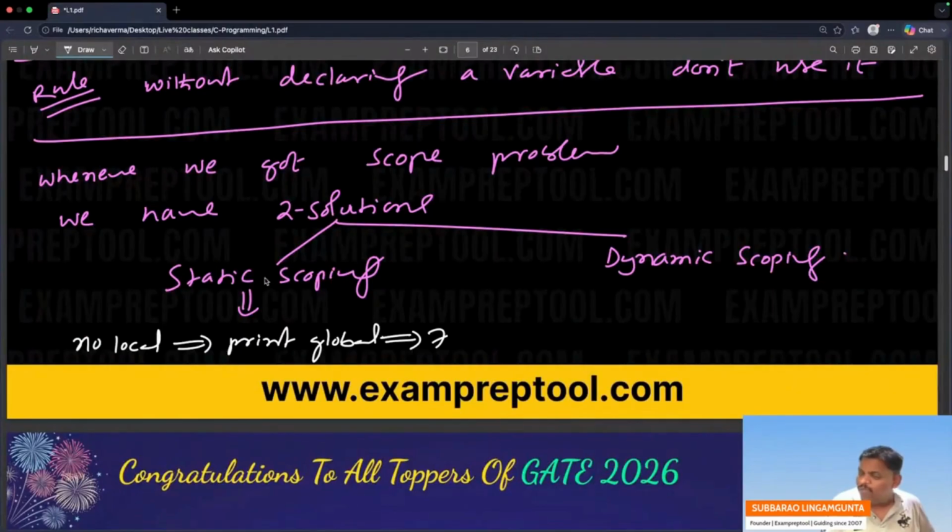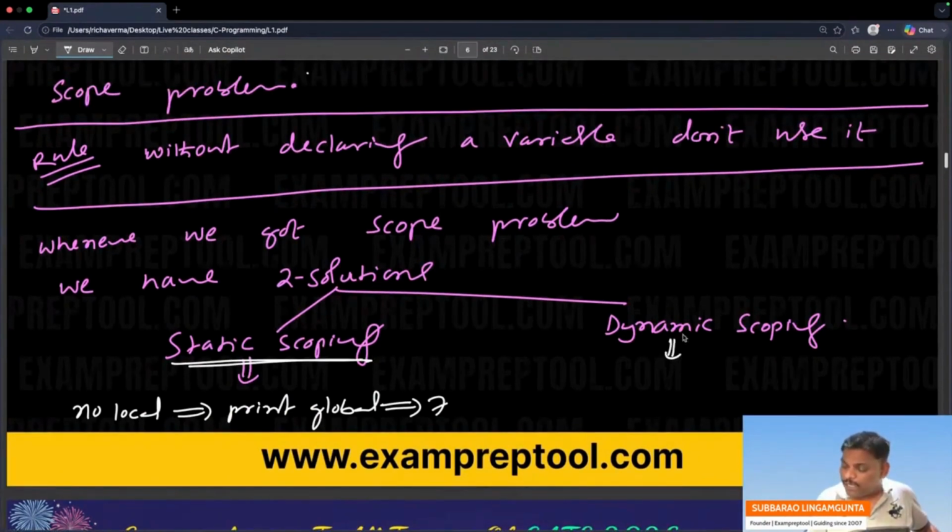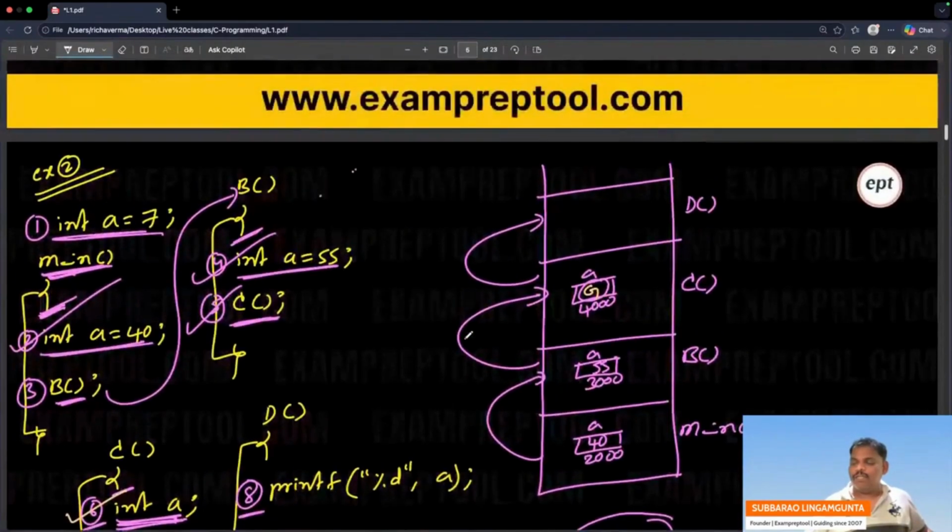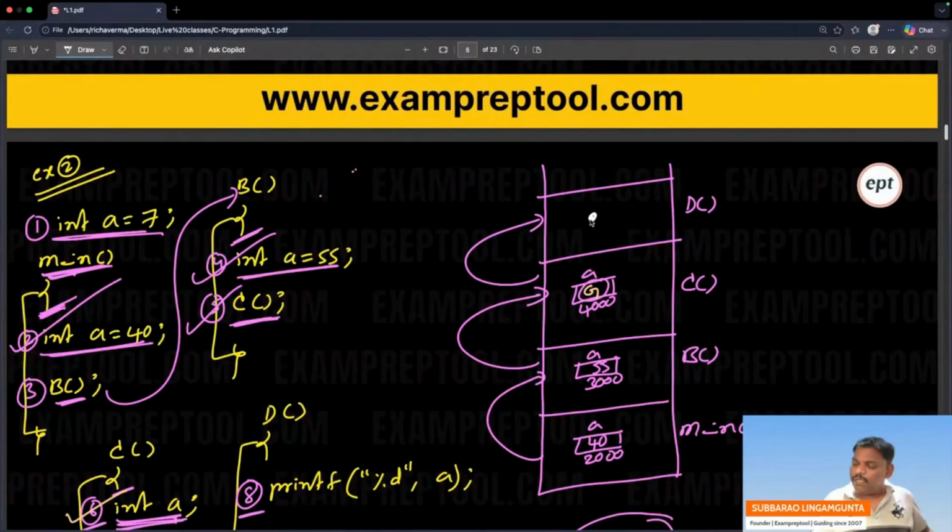Whenever there is a scope problem, we have two solutions: static scoping and dynamic scoping. So let's see dynamic scoping. Everyone try to understand what dynamic scoping is. No local. What dynamic scoping does is very interesting. You are here, using A which is not available. Dynamic scoping says, oh, you're not there, so instead of going directly to the global variable, go back to the place you came from. At least in the previous function, do you have A? Yes. So garbage will be printed.